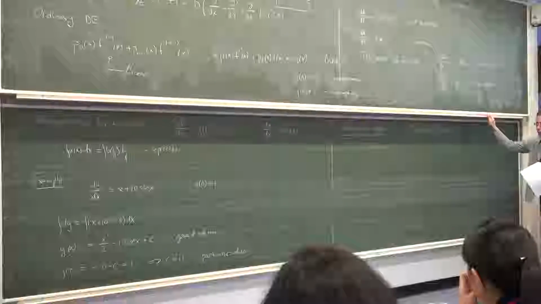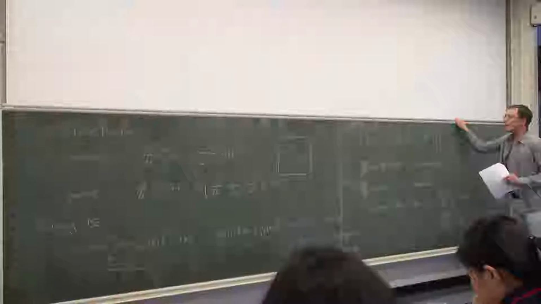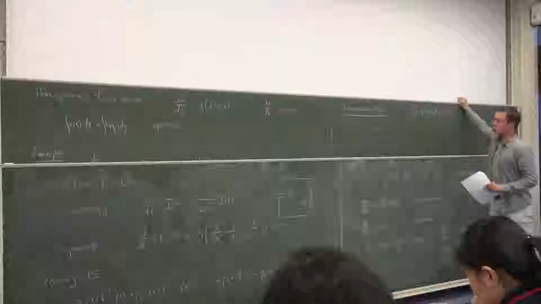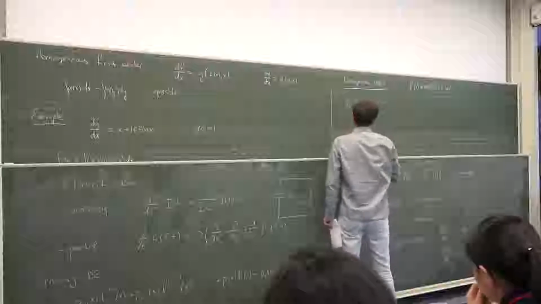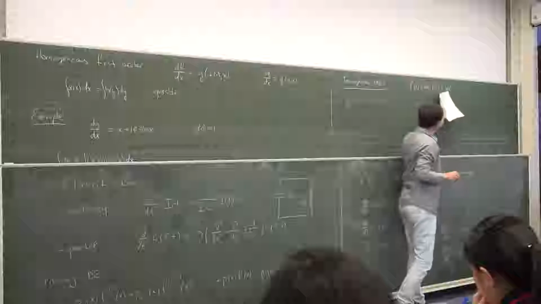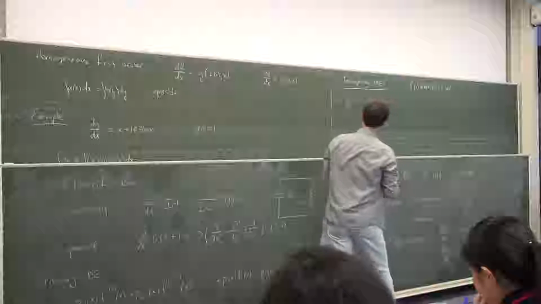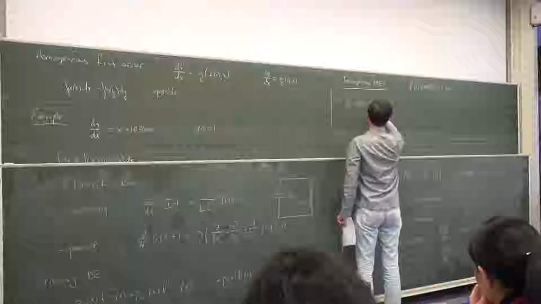So the way to solve this is as follows. First, we write down the equation as if this v of x did not exist. So solve the homogeneous version.